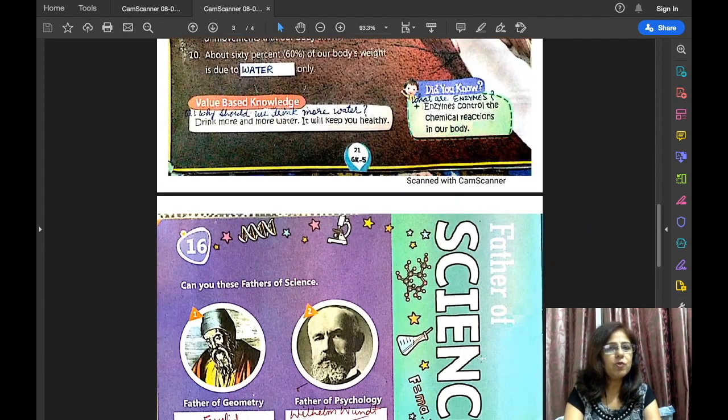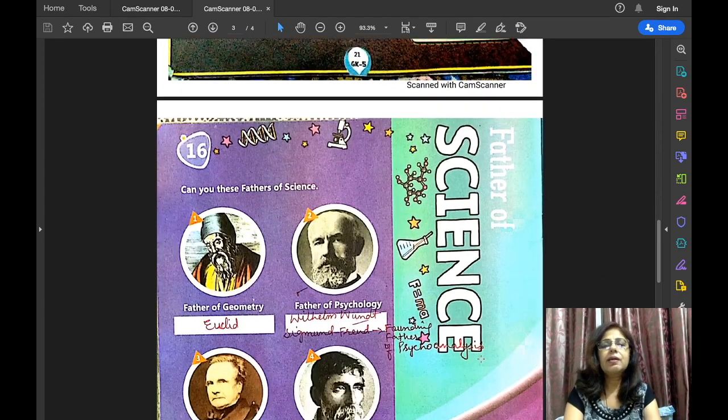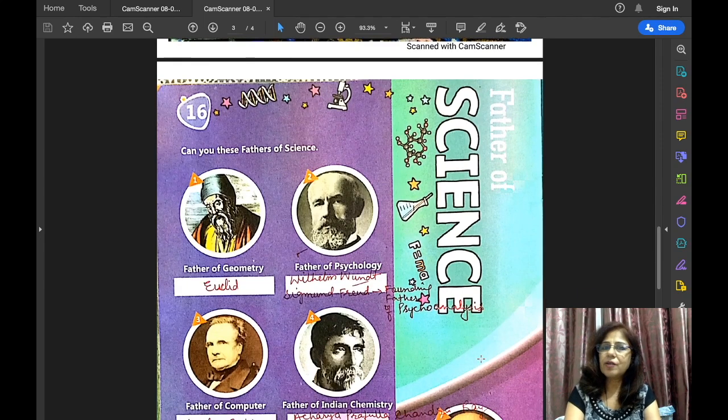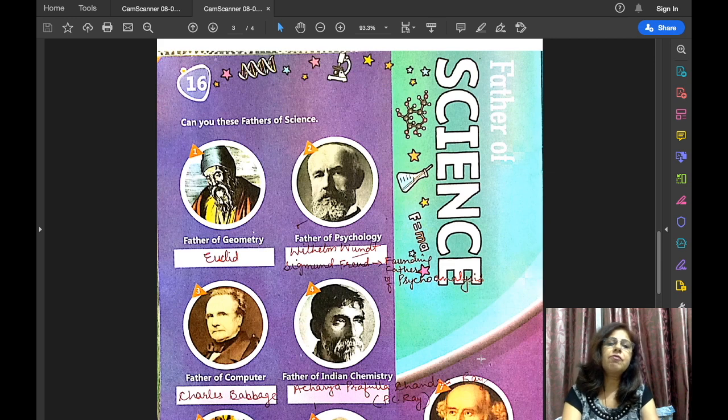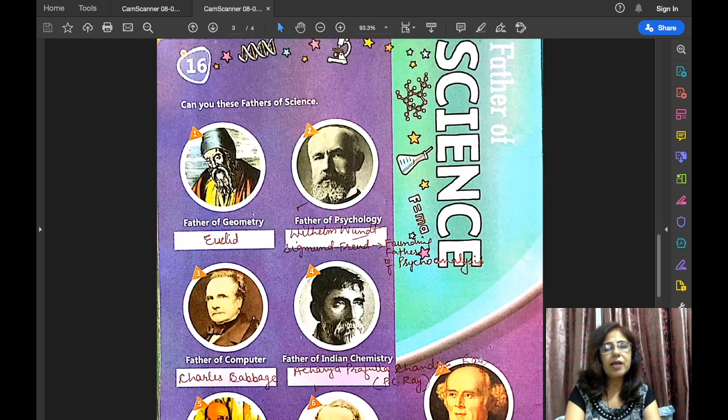Now, let us move to the third lesson, and the name of the third lesson is Father of Science. The pictures of different fathers of science are given in this lesson. You have to recognize from the picture and write the name of the father. The first picture is of the father of geometry. The name of the father of geometry is Euclid.